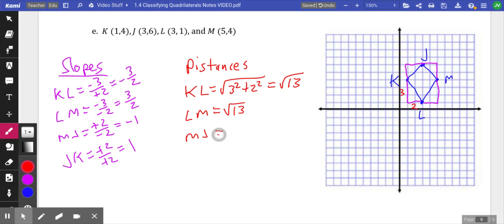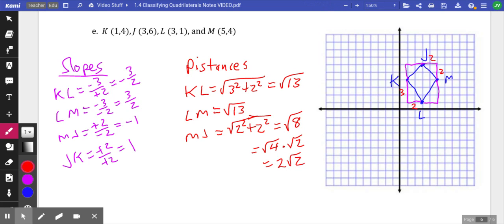MJ and JK are going to be a different measure, and we're hoping they're the same. So let's do MJ. So we have 2 and 2. So we're going to do 2 squared plus 2 squared underneath the radical sign. 2 squared plus 2 squared is 8. And if we break down the square root of 8, we can break that down into the square root of 4 times the square root of 2. And the square root of 4 is 2. So we can fully simplify our answer as 2 root 2.